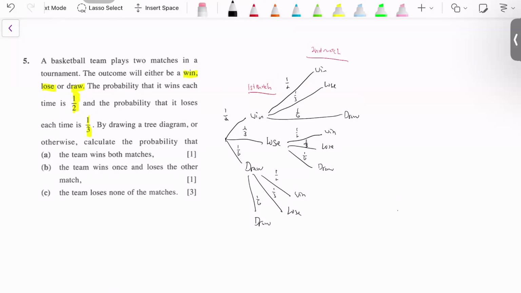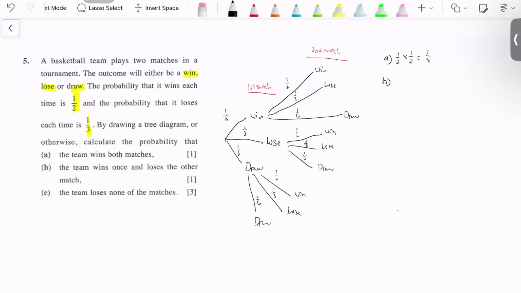So our part A: calculate the probability that the team wins both matches. This is an independent event, so what we need to do is multiply the probabilities together. The probability of winning the first match is half, multiplied by the probability of winning the second match, which is half as well. So the probability is 1/4.